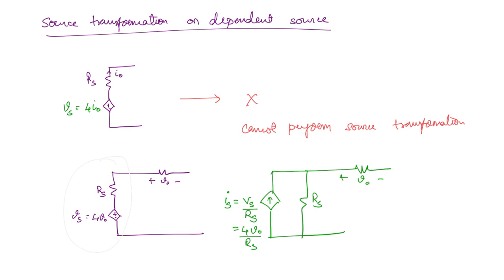So this you can do, but in the earlier case we were not able to, because once we transform, the control variable will be lost. So make sure that the source transformation does not affect the controlling variable. Then you can apply it on dependent sources as well.